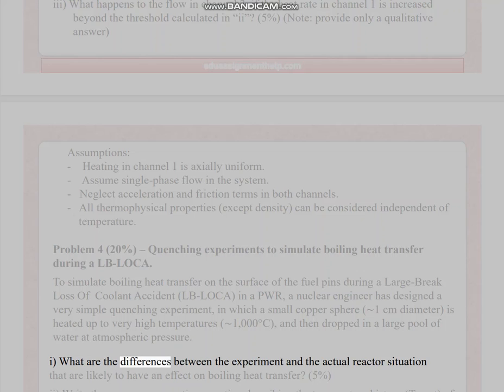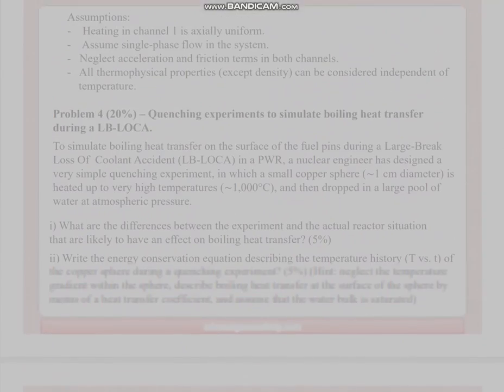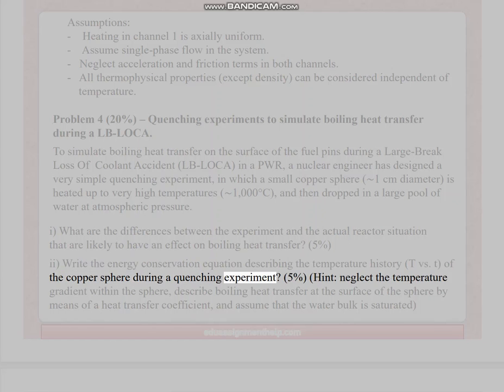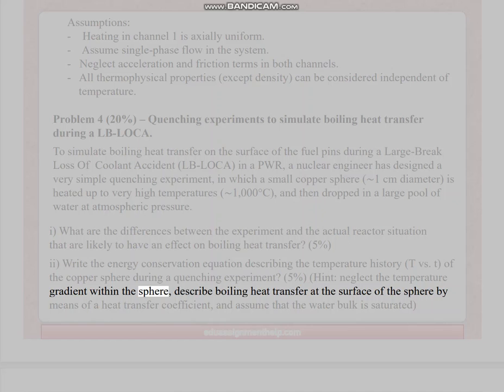1. What are the differences between the experiment and the actual reactor situation that are likely to have an effect on boiling heat transfer? 5%. 2. Write the energy conservation equation describing the temperature history, T versus t, of the copper sphere during a quenching experiment? 5%. Hint: neglect the temperature gradient within the sphere. Describe boiling heat transfer at the surface of the sphere by means of a heat transfer coefficient, and assume that the water bulk is saturated.